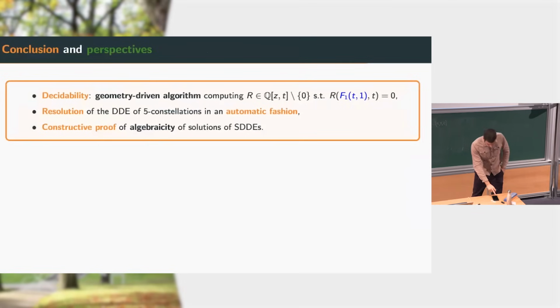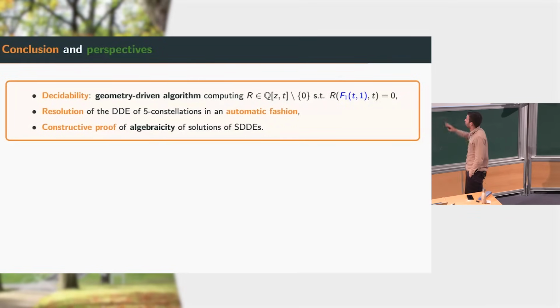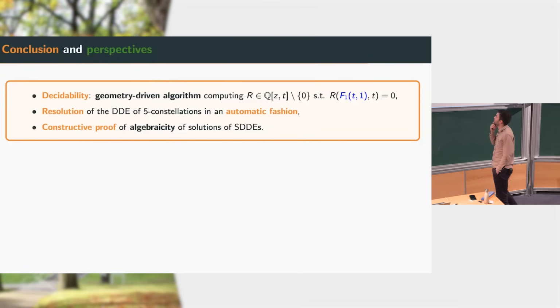And so, now I'll first conclude, and if I have 3 minutes left, I will maybe show you how to have 3 hours of computations for a 5 constellations enumeration problem.